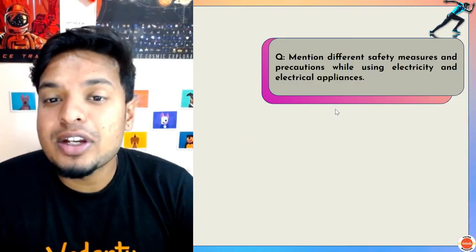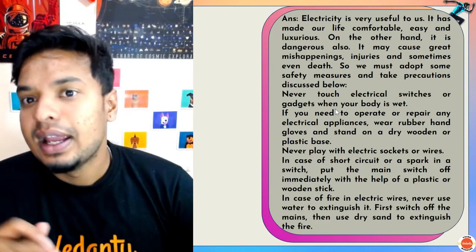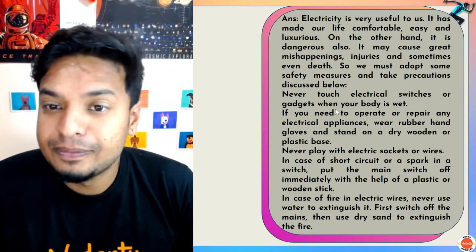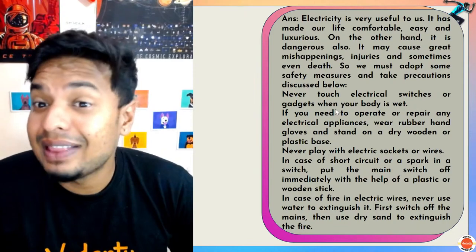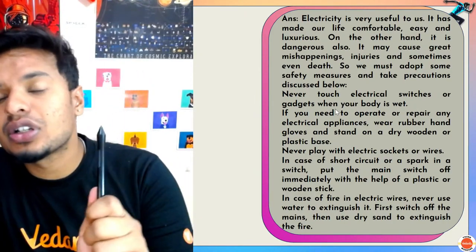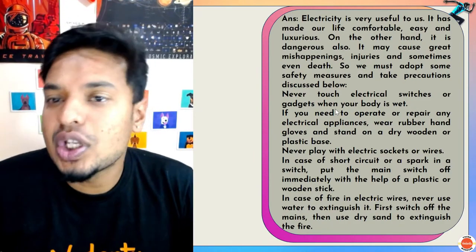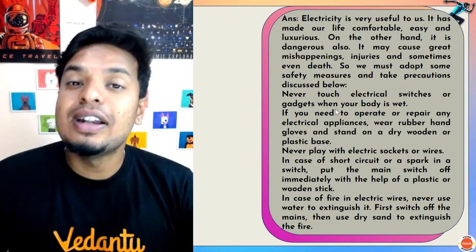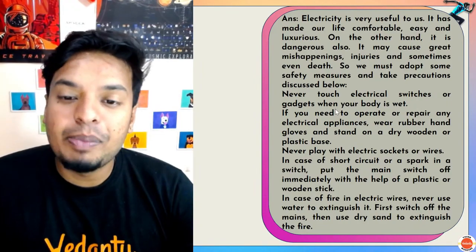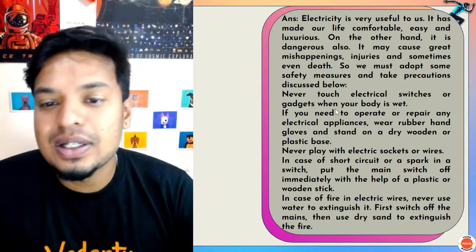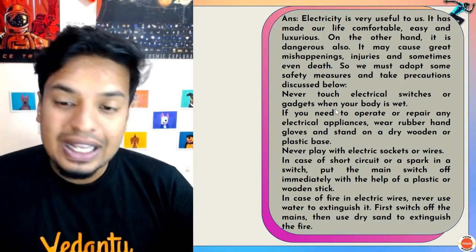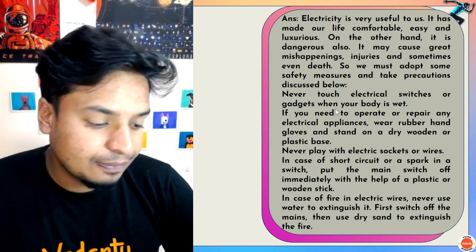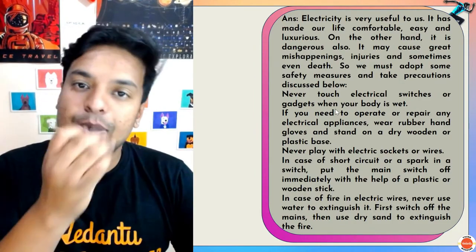Yes. Mention different safety measures and precautions while using electricity and electrical appliances. Electricity is very useful to us. It has made our life very comfortable, easy, luxurious. On the other hand, it is dangerous also. It may cause great mishaps, injuries, sometimes even death. So we must adopt some safety measures and take precautions whenever we are dealing with electricity. Never touch electric switches or gadgets when your body is wet. Why should you not touch it? Because I told you, water is a good conductor of electricity. If you need to repair or operate any electrical appliances, wear rubber hand gloves and stand on a dry wooden or plastic base. Never play with electric circuits, sockets or wires. In case of a short circuit or a spark in the switch, put the main switch off immediately with the help of a plastic or wooden stick. In the case of electric fires, use the fire extinguisher.